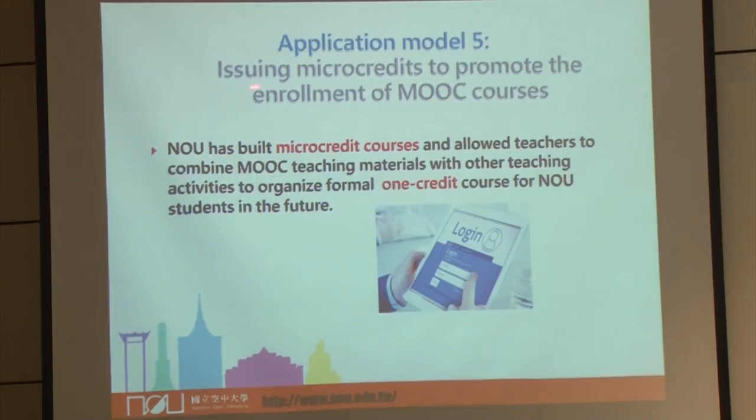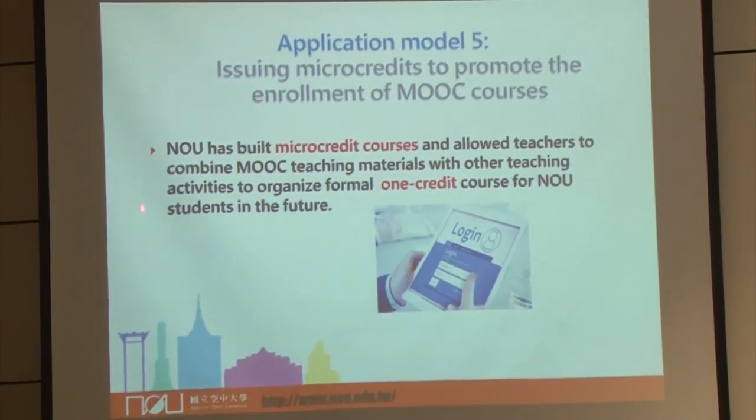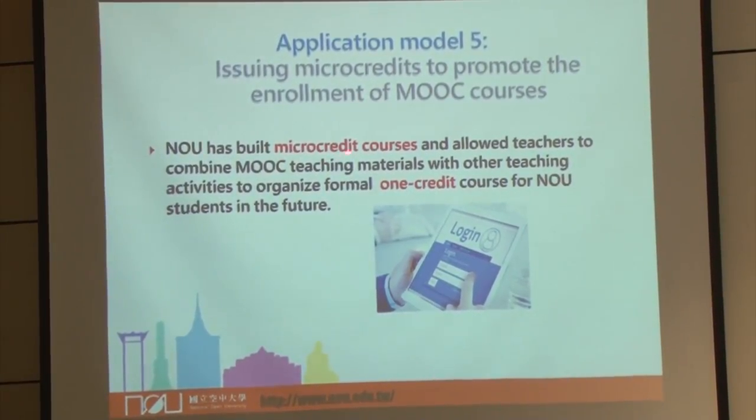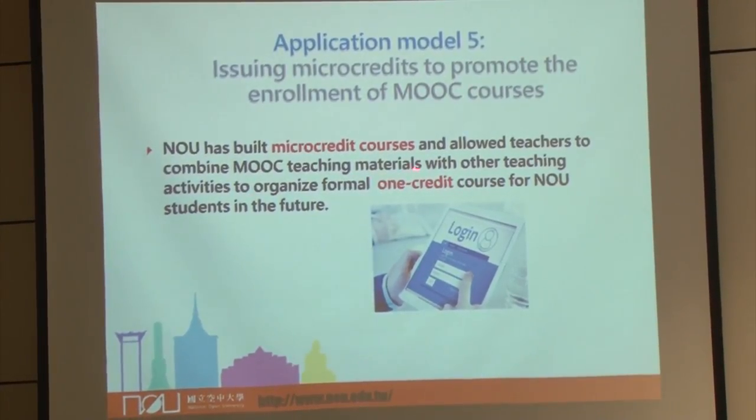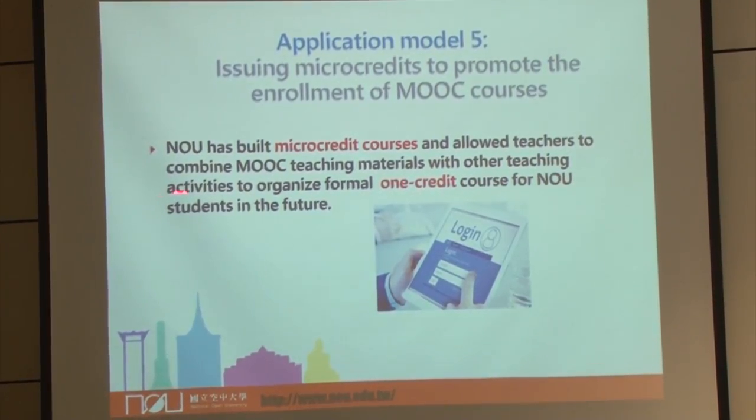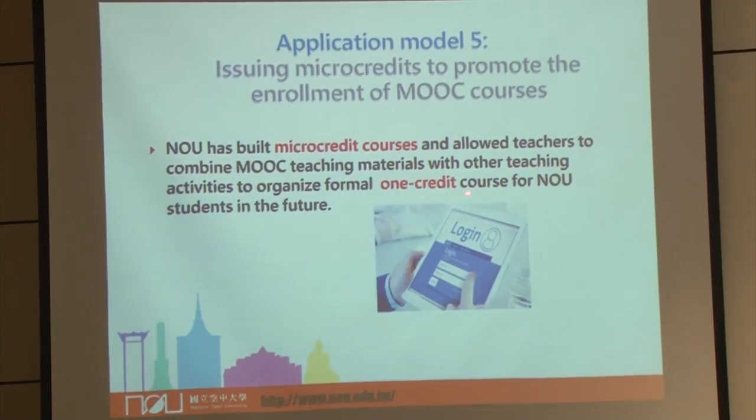Model five is ensuring microcredit to promote enrollment in MOOC courses. Our university has built microcredit courses and allows teachers to combine MOOC teaching material with other teaching activities to organize formal one-credit courses for our university students. So in the future, we will have one-credit courses, and students can learn from the MOOC course and get one credit.